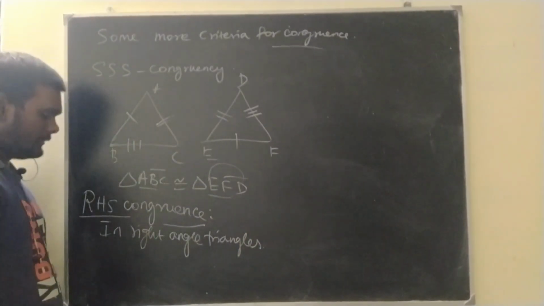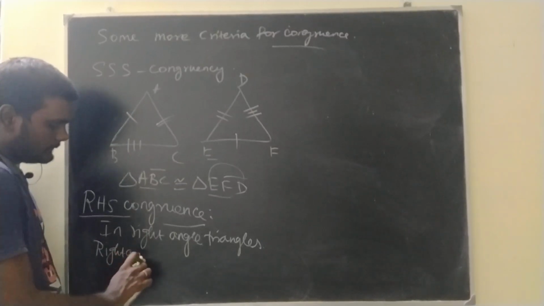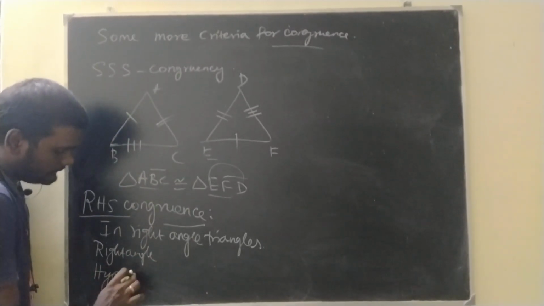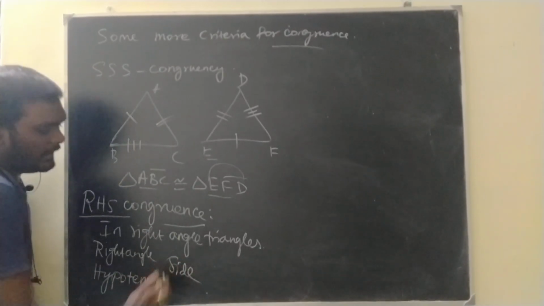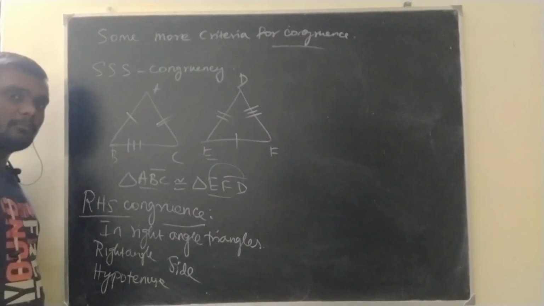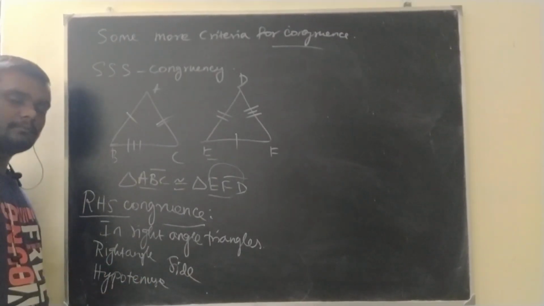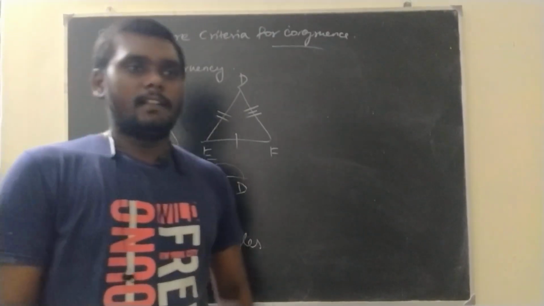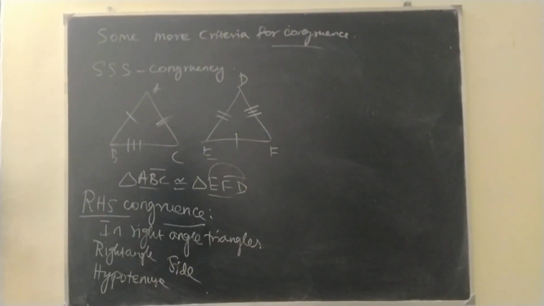Two right angle triangles. The right angle and the hypotenuse and a side, any other side, but that should be the corresponding side, are equal. Then we can say by RHS congruency, those two triangles are congruent. Okay.